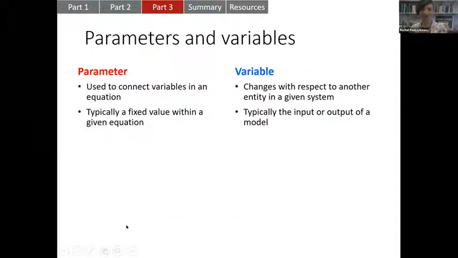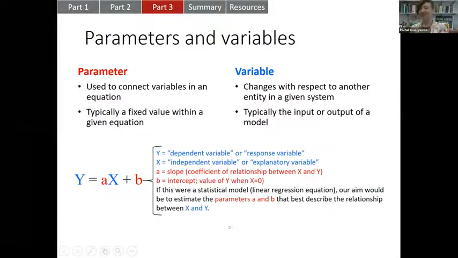And just to really briefly give an overview of some of the core components of models, there's this talk of parameters and variables. Maybe you remember this from previous courses. Maybe you need a little refresher. So just very briefly, parameters are used to connect variables in an equation, and they're typically a fixed value within a given equation, whereas variables are the things that vary. So they're changing with respect to another thing in a system, and they're typically the input or output of a model, such as number of infected individuals changing through time, where a parameter might be something like transmission rate. As the simplest example, let's look at the equation for a line. Y and X, those are the variables, and then the slope and intercept, those are the parameters.